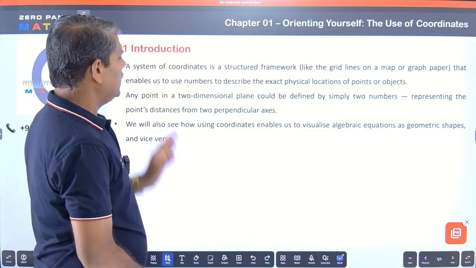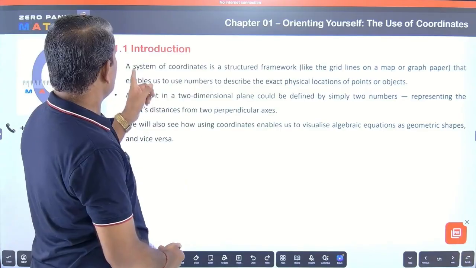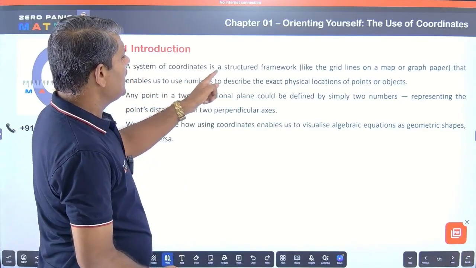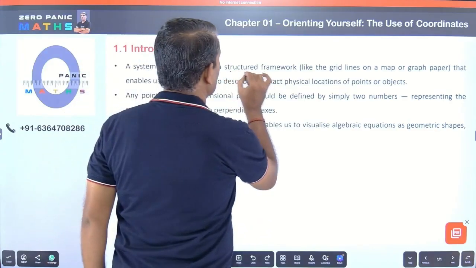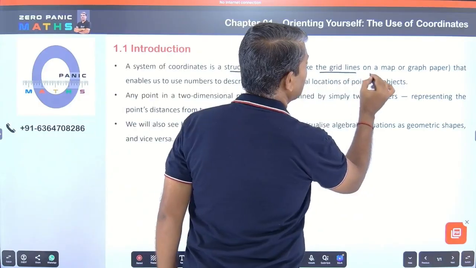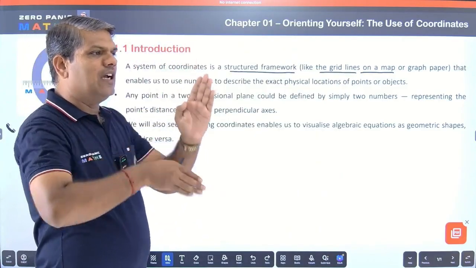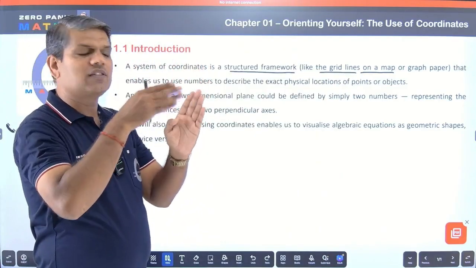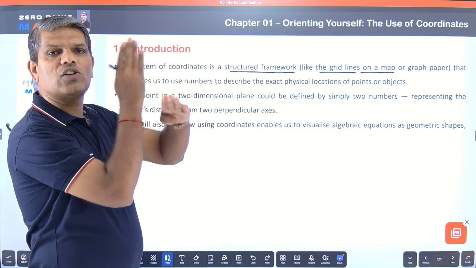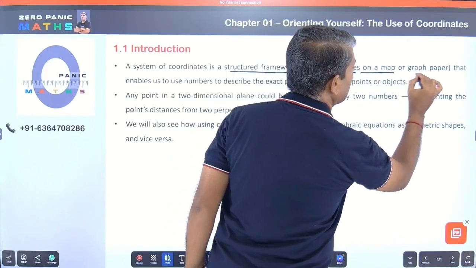It is a definition given in the textbook itself. You can go through that also. So a system of coordinates is a structured framework, and it is given as an example, like the grid lines on a map. You might have seen the grid lines on a map, which are given in the form of squares intersected with horizontal and vertical lines. Grid lines of a map or a graph paper.